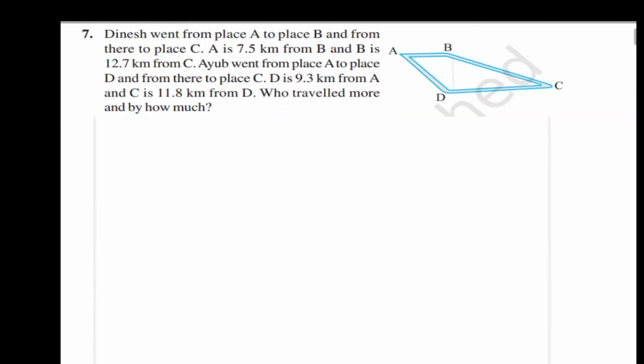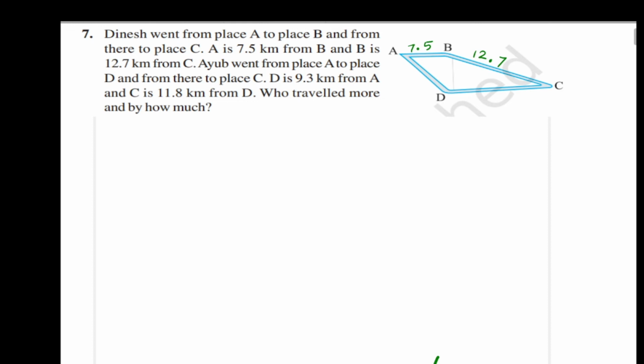What is given? Dinesh went from place A to place B, and from there to place C. First place A to B, then C. A is 7.5 kilometer from B, and B is 12.7 kilometer from C.